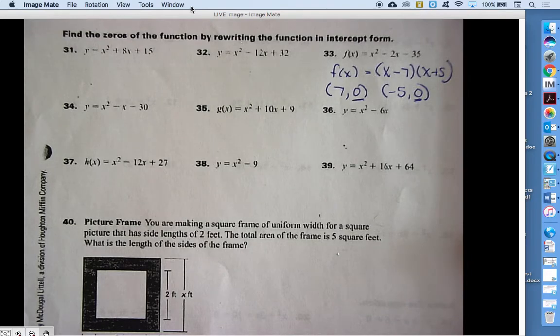So it doesn't mean you're solving the problem any differently. It's just your answer gets written a little differently.